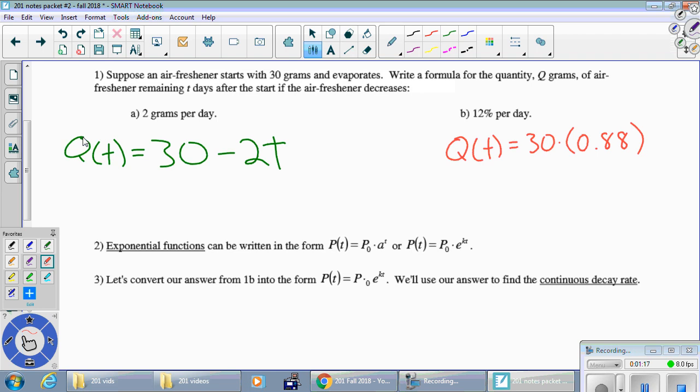That's what you have remaining after 1 day. But if I want to know what I have after 2 days, I got to multiply by another 0.88, or 0.88 squared. And in general, we need to multiply by 0.88 to the t. So green linear, red exponential decay in this case.